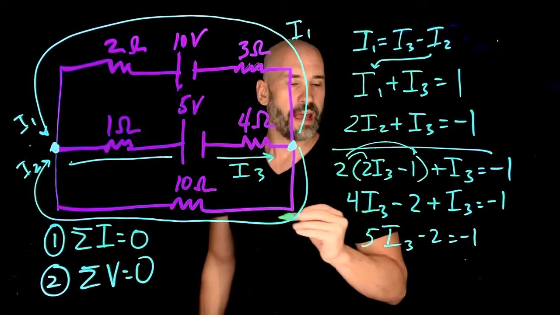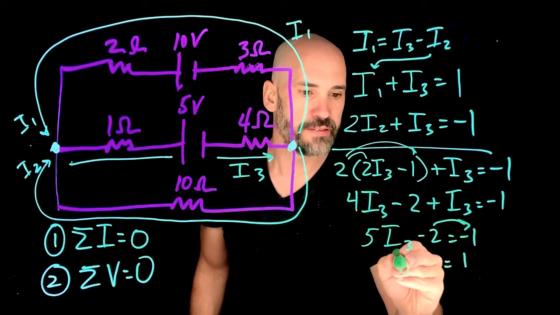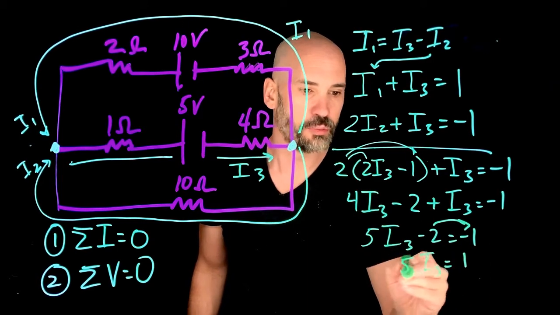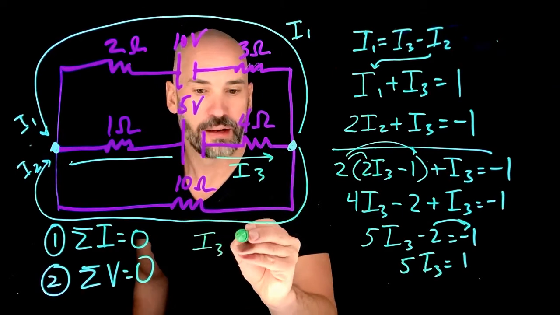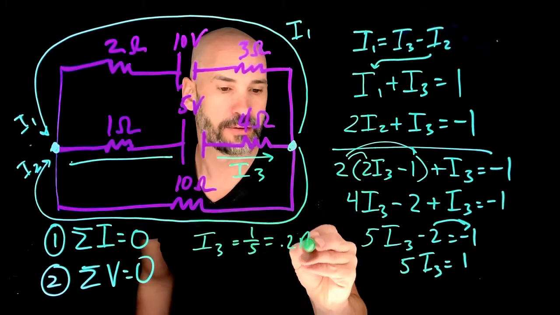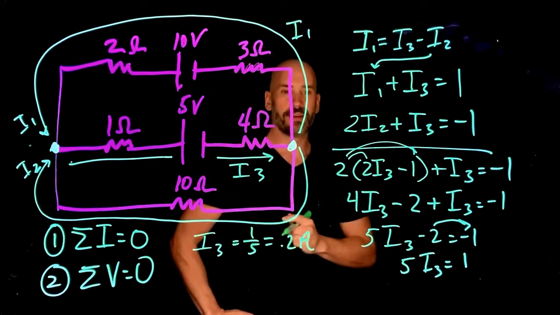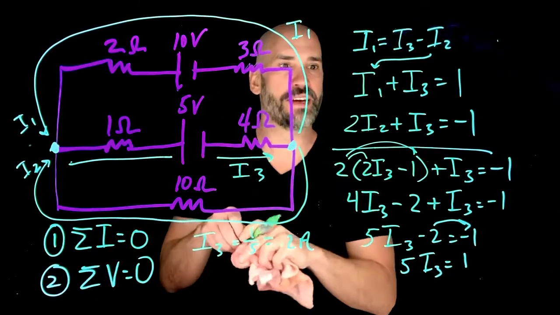Right? And I add this over to this side, and that becomes 1. So 5I3 equals 1. And so now we have one of our currents. I3 must equal 1/5 or 0.2 amps. Okay. Do you see that? You see how we did that? So now we already have 1 down.